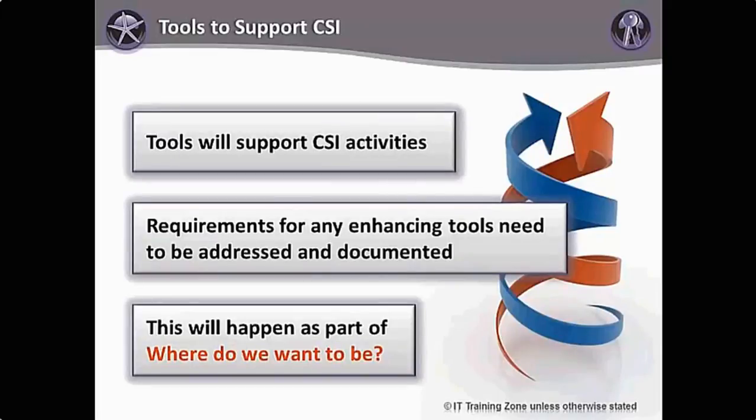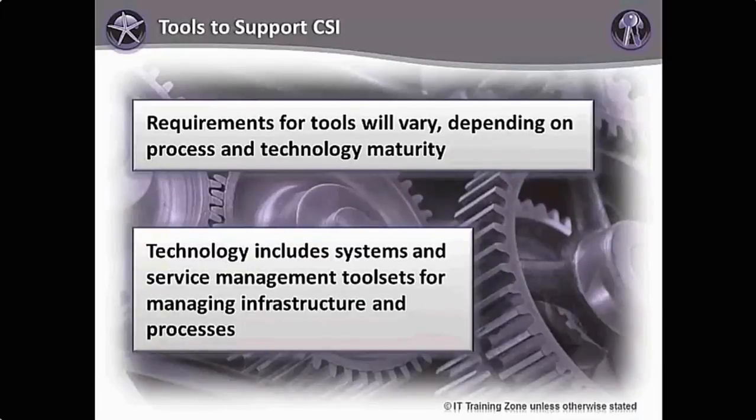Tools will specifically support continual service improvement activities. When assessing and providing answers to the question, "Where do we want to be?" the requirements for any enhancing tools need to be addressed and documented. Requirements for tools will vary, depending on both the process and technology maturity. When we refer to technology, we mean systems and service management toolsets used for monitoring and controlling systems and infrastructure components, as well as systems and service management tools for managing process-based workflows, such as incident management.